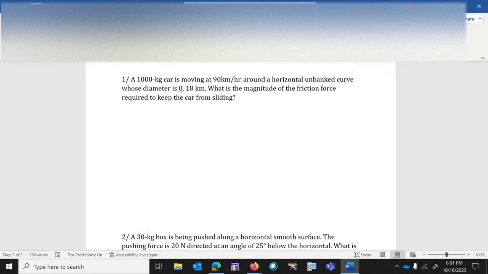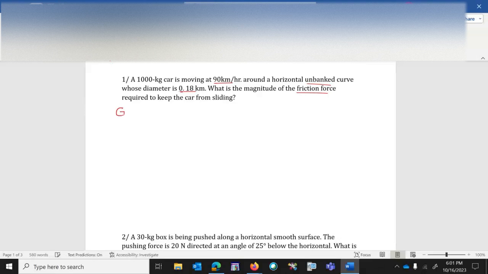A 1000 kilogram car is moving at 90 kilometers per hour around a horizontal and banked curve whose diameter is 0.18 kilometers. What is the magnitude of the friction force required to keep the car from sliding? In this question, we first have to know what the givens are, what is asked, and what is the right strategy to solve this problem.